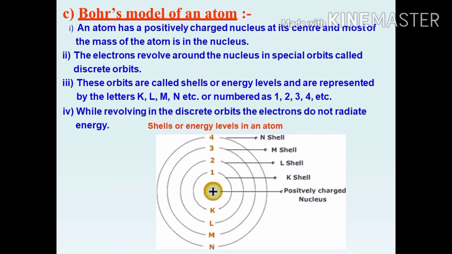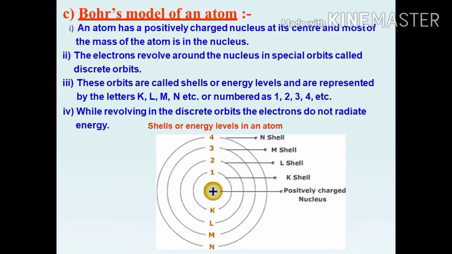The first orbit is named K. Each orbit is called a shell. The first orbit is known as the K shell, the second orbit is called the L shell, the third one is called the M shell, and the fourth one is called the N shell. K, L, M, N. The electrons are revolving around these shells. First shell is K, second is L, third is M, and fourth is N.